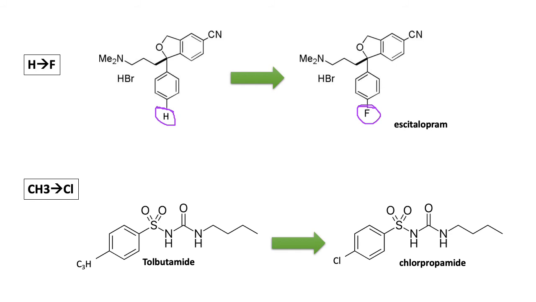If we look at the methyl group, which can also undergo phase 1 oxidation, it can actually be replaced by chlorine. And by replacing the methyl group with chlorine, we can actually increase the half-life of this drug, from 7 hours for tolbutamide to 36 hours for chlorpropamide.